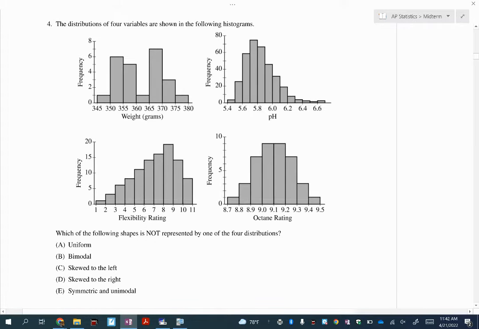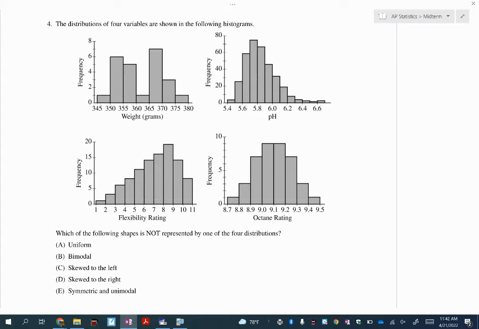All right, so we have 4 histograms. And it says, which of the following is not represented by one of these 4 distributions? So we've already gone over bimodal and skewness. Hopefully, we know what symmetric and unimodal means. So the question I have for you right now is, what is uniform? All the same. They're all the same height, right?